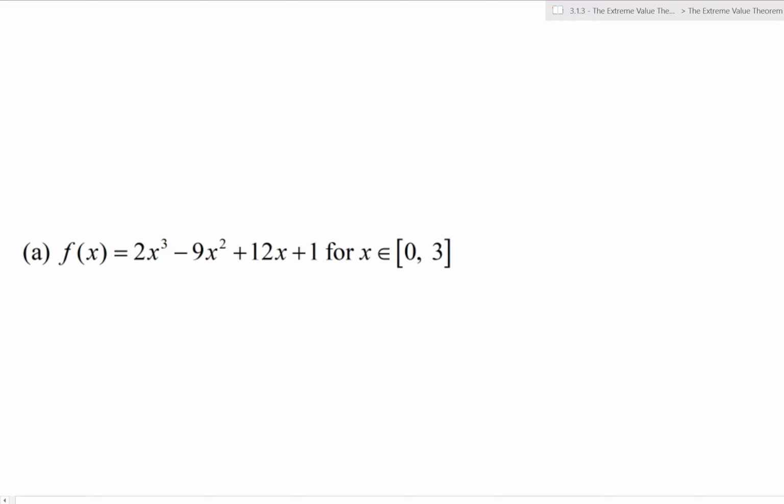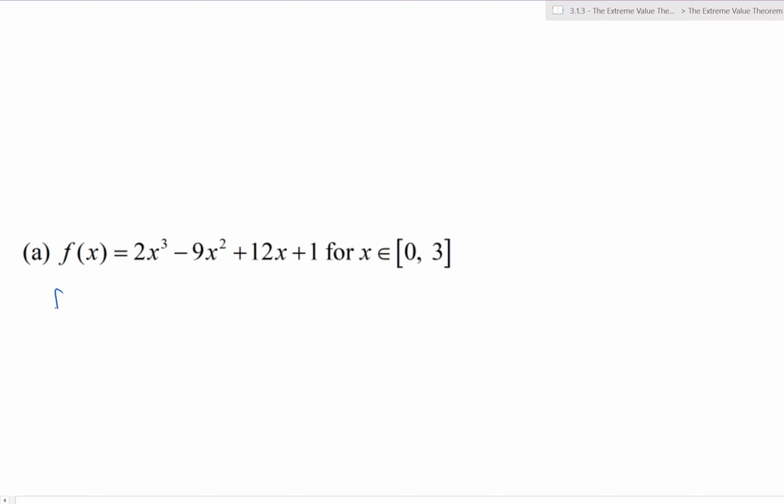Now notice, this function is a polynomial function, so it's continuous for all real numbers. It is continuous on the interval 0 to 3. Check. We also have a closed interval, 0 to 3. So the EVT, the extreme value theorem, guarantees that this function is going to obtain its global max and min values over this interval, and they're going to occur either at the endpoints or at the critical numbers that happen to occur within the interval.